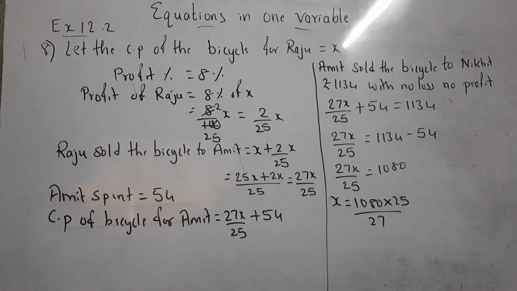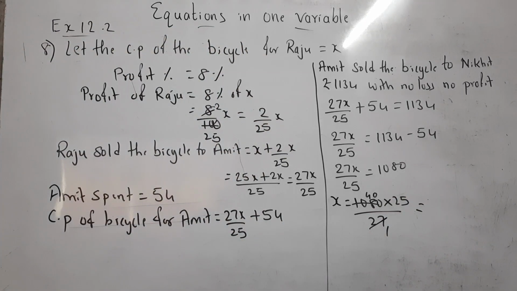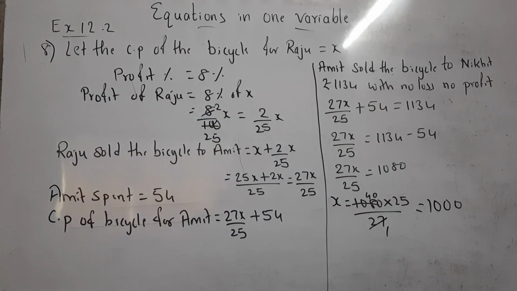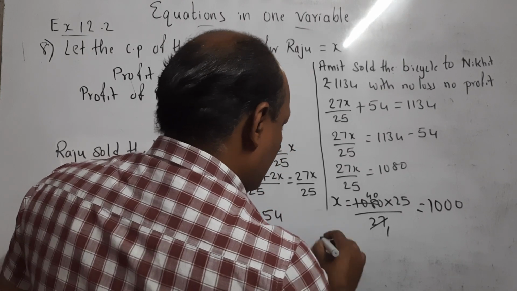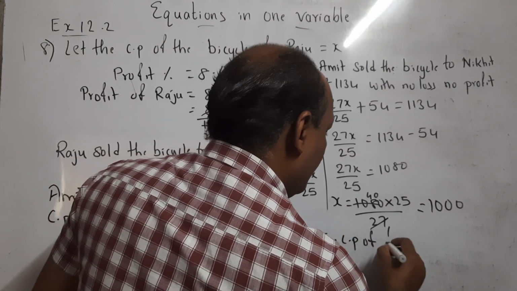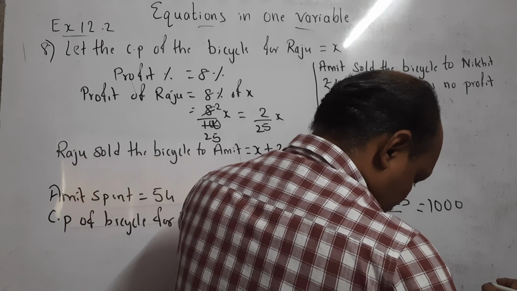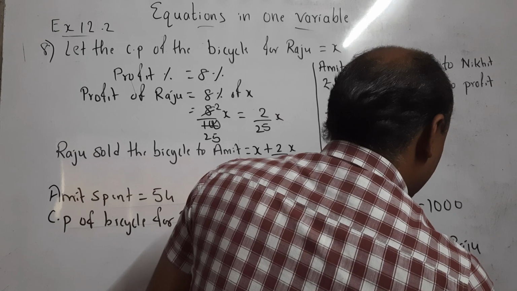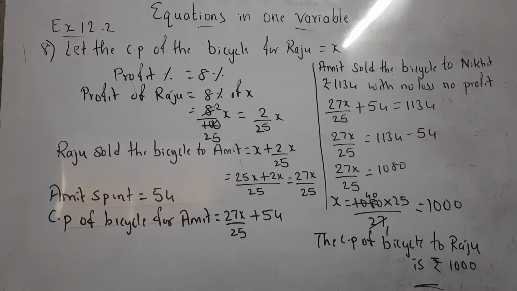We can cancel this. 27 ones are 27, 27 fours are 108, so 40 into 25. That means you will get 1000. That means the cost price of bicycle to Raju is rupees 1000. I hope all of you understood this. Students, pay attention properly. Copy down this sum properly, students.